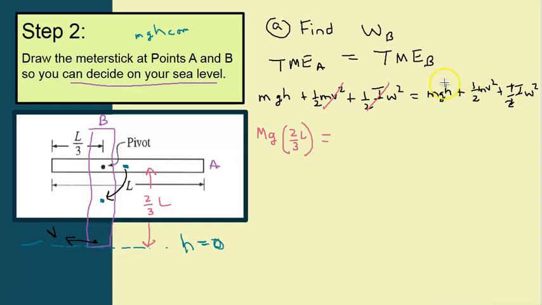Okay, don't go on autopilot. This is not 0. For whatever reason, people tend to focus on the end of the meter stick and say that it's at sea level. You care about the center of mass, and the center of mass is midway up the meter stick. So this is mg L over 2 above sea level at point B.